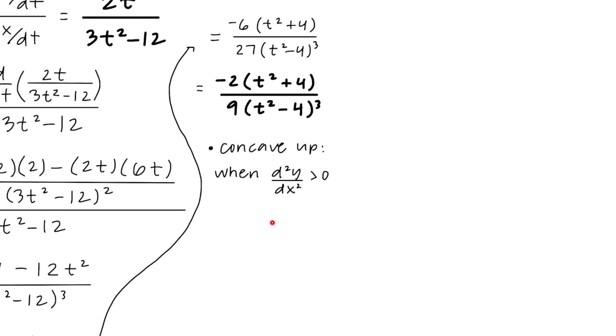Next, the problem wants us to find for which values of t is the curve concave up. So again, to be concave up, the second derivative needs to be positive. So we want to figure out for which t values will this fraction be positive.